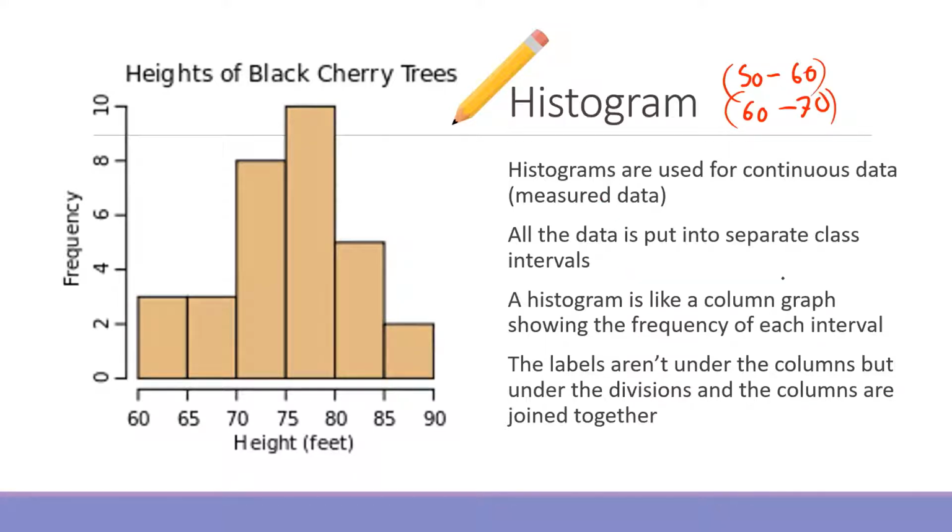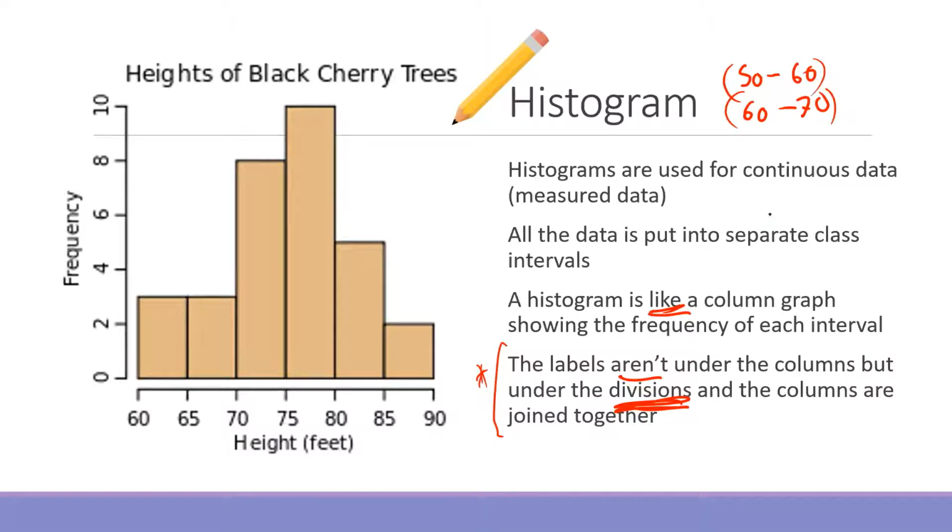A histogram is like a column graph, but showing the frequency of each interval, not showing the frequency of each value. I've seen some contradictory graphs that are called histograms, but ultimately this is my opinion of what makes a histogram. The labels aren't under the columns, but they're under the divisions, and the columns are joined together. So these are the two things.